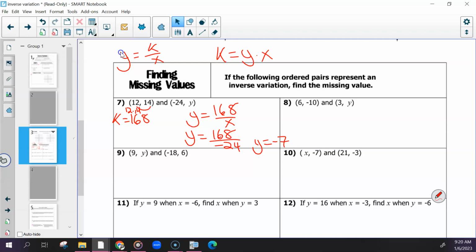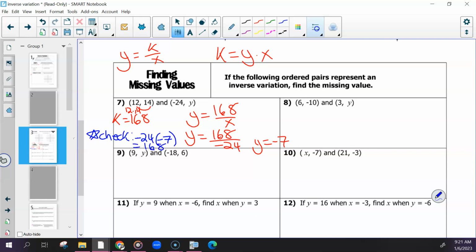And then the check method kind of works the same. You just have to use your k equation for this. So if I multiply -7 and -24, I should get 168. And as long as that check method works and you get the same k value, then that is your answer. Questions on that?